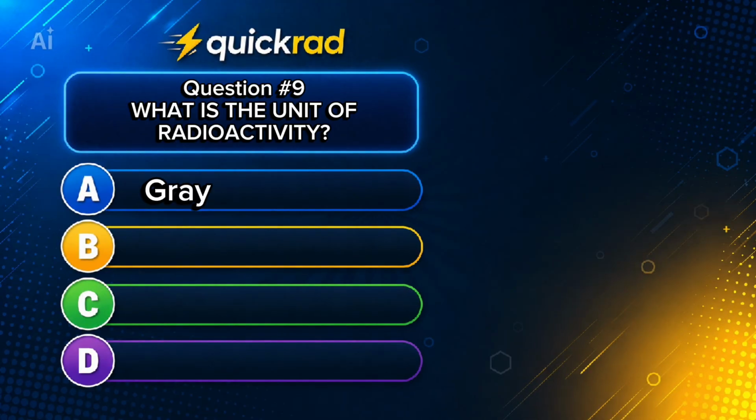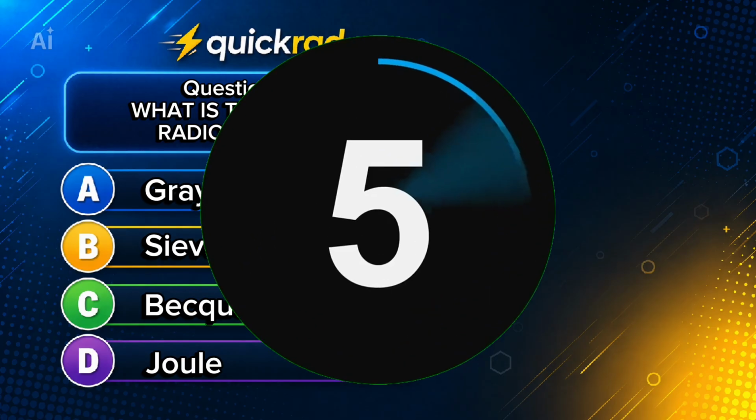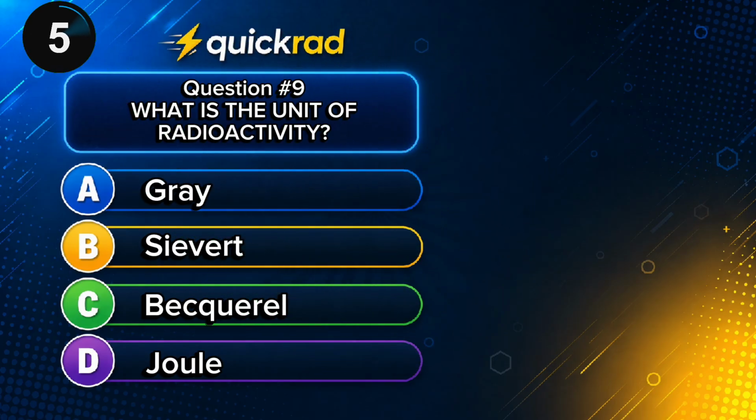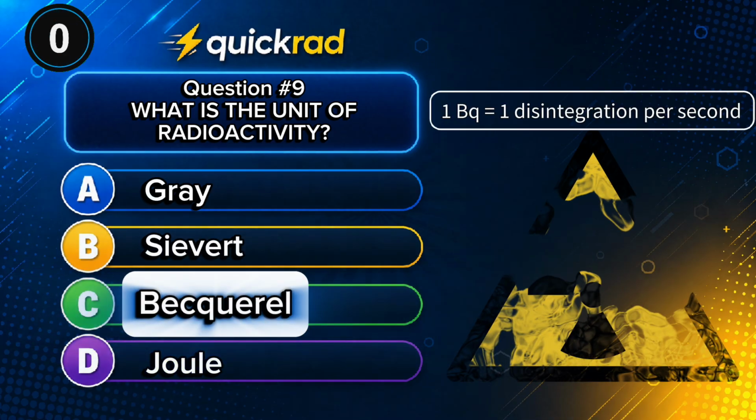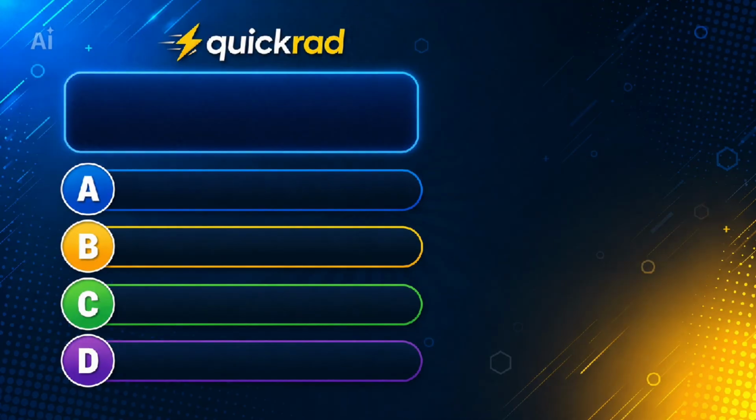Question 9. What is the unit of radioactivity? Correct answer, C. Becquerel. Equals 1 disintegration per second.